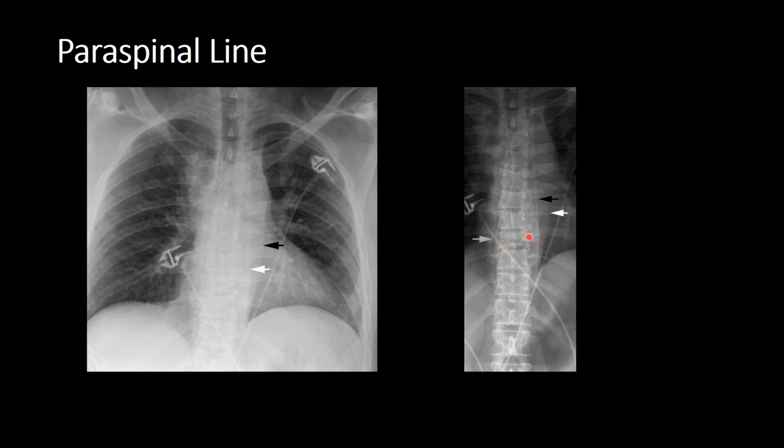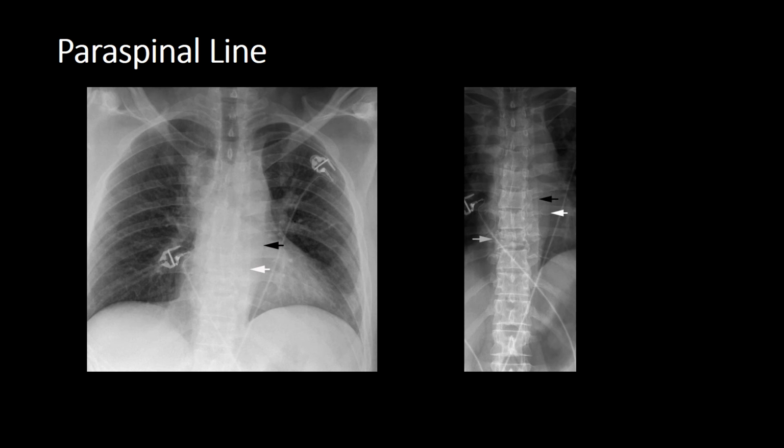wedge fracture of T, what's that one? It's 10, 11, 12, so T9. The interpedicular distance looks well preserved, so this is not involving the posterior column. The interspinous distance is normal, so there's loss of vertebral body height, so there's probably a compression fracture.